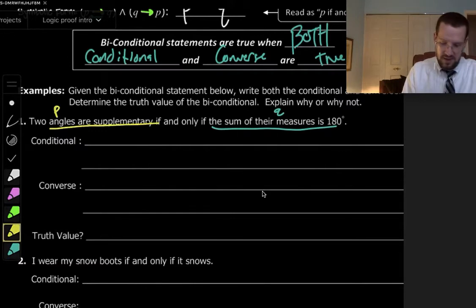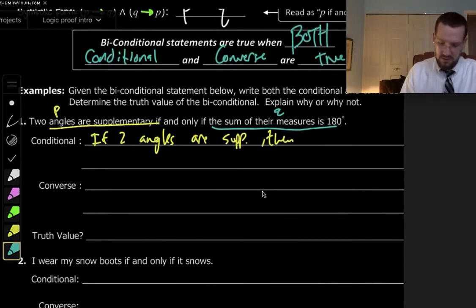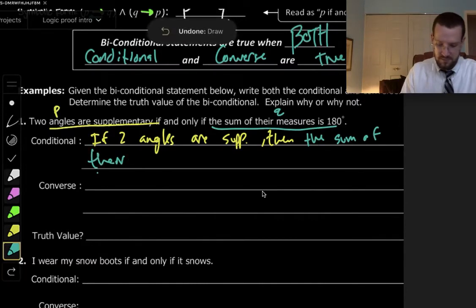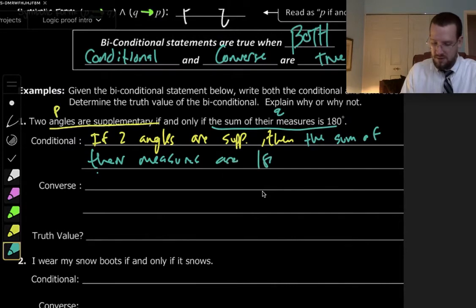So if two angles are supplementary, then the sum of their measures is 180 degrees. And then the converse is also true. So that's going to be the Q first.